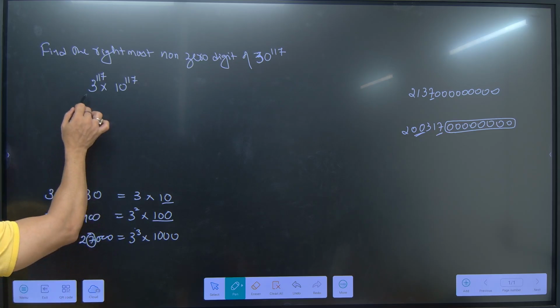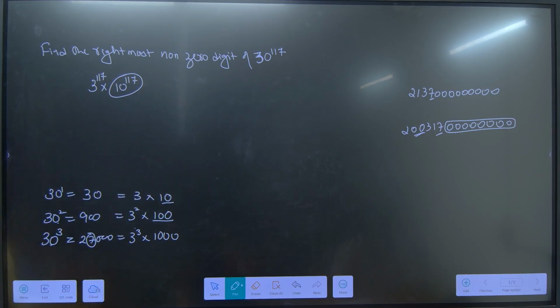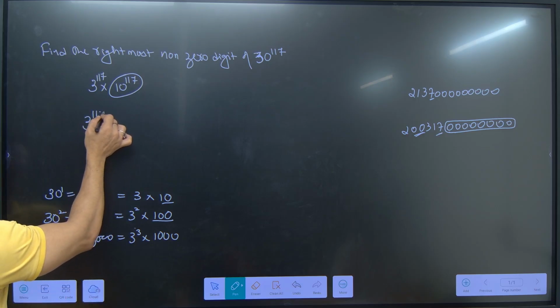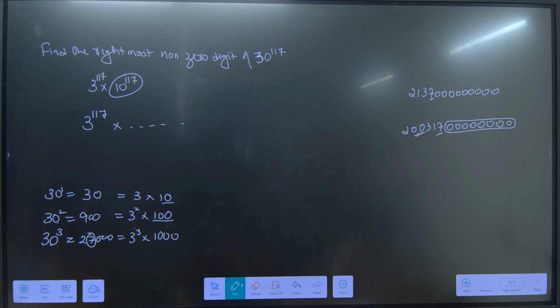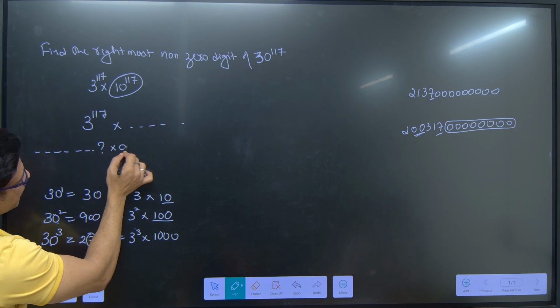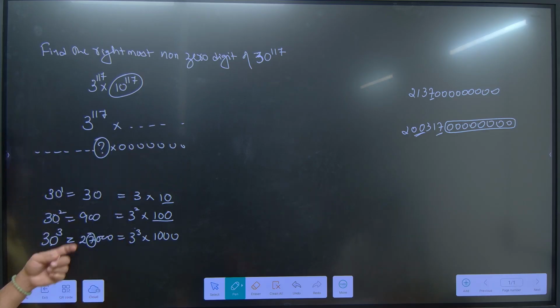So if I have to find out the rightmost non-zero digit, I can ignore this because that will give you zeros in the end. You just have to find out the last digit of this, because whatever that number is, you will have 117 zeros, and then whatever this number is going to be, another large number whose last digit should be known, followed by 117 zeros. So this number is nothing but the last digit of 3 raised to the power 117. Now find out the last digit of 3 raised to the power 117.